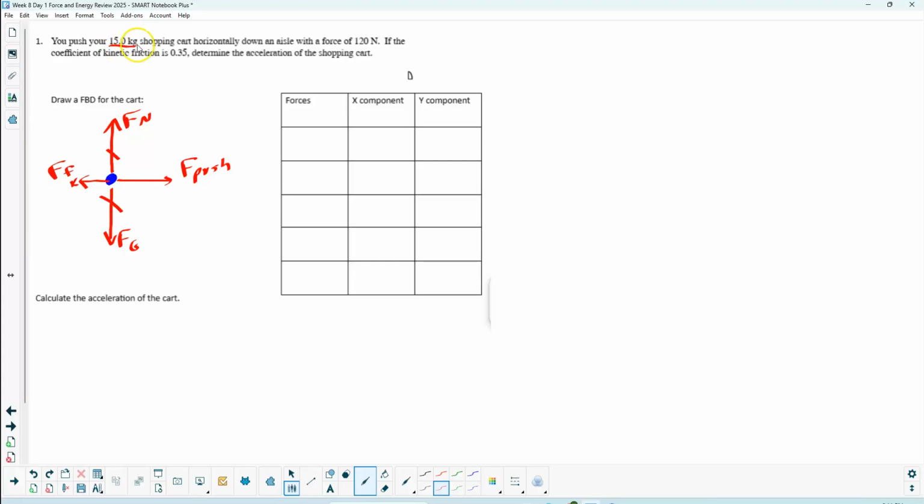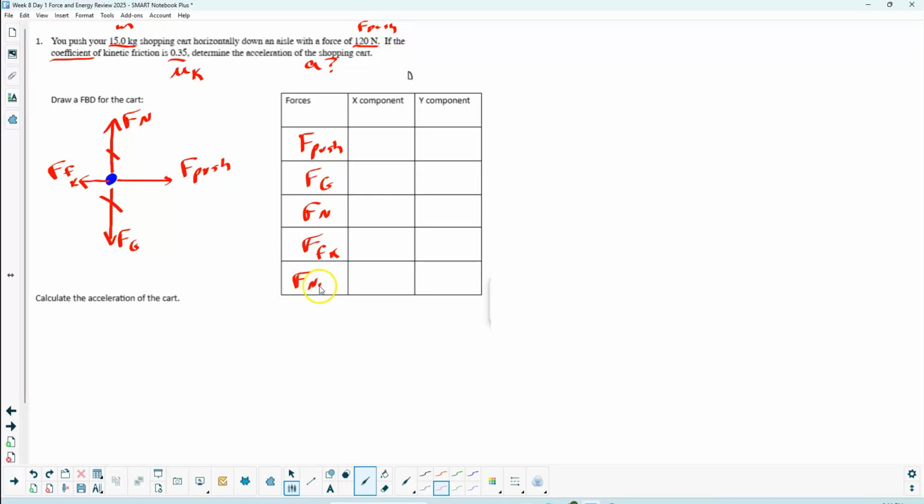Going through the numbers, 15 kilograms is the mass, 120 would be the pushing force. And then 0.35 is the coefficient of kinetic friction, so that's mu. We're asked to find the acceleration. To do that, we've got to get through everything else. So we're going to use our table here and list out our forces from our free body diagram. So we're just listing out those forces that are in this picture.